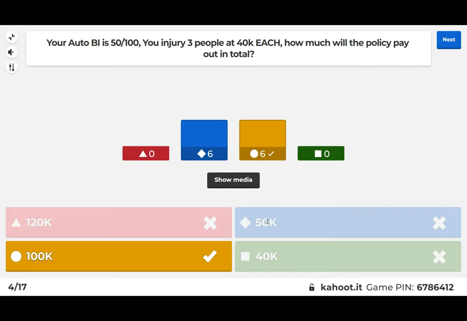If you chose 50, you were probably thinking each person gets up to 50, but it asks how much does it pay out in total? So it'd be 40 plus 40 plus 40, but no more than 100,000 because that's the ultimate limit.